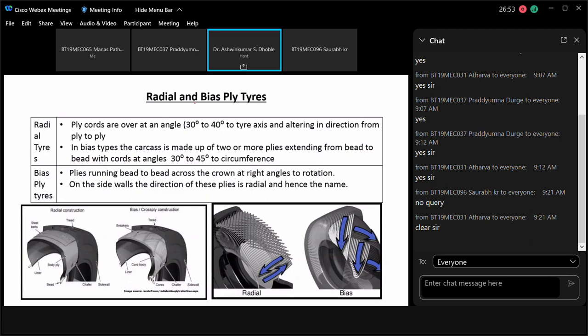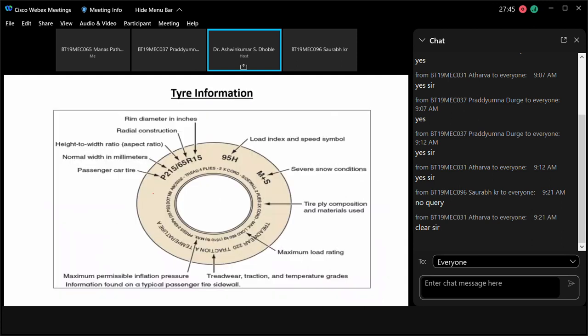Now radial and bias ply tire. Again, for clarity, this slide is added. What it says is that ply cords are, this is radial, at an angle of 30 degrees to the tire axis, at right angles to rotation. There is a small mistake in this too, it should be like this, so I will correct it and send it to you. So this is a radial tire, shown in blue color, and this one is the bias ply, which has a zigzag pattern. There is a small error in this slide, so ignore it or I will delete it.